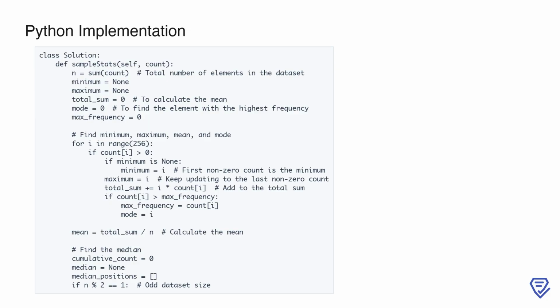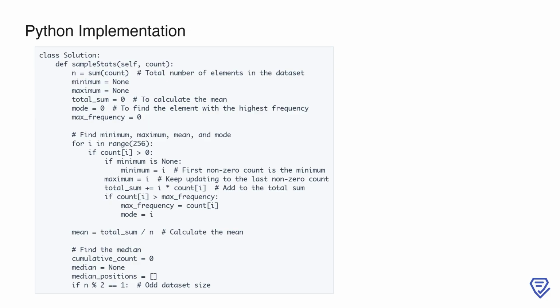Additionally, we initialize total_sum to help compute the mean, and mode to store the number with the highest frequency. The variable max_frequency helps us keep track of the largest count observed so far. Now, we loop through all 256 possible values. For each value, if its count is greater than 0, we check if the minimum has already been set. If not, we assign the current value as the minimum since it's the first non-zero count.